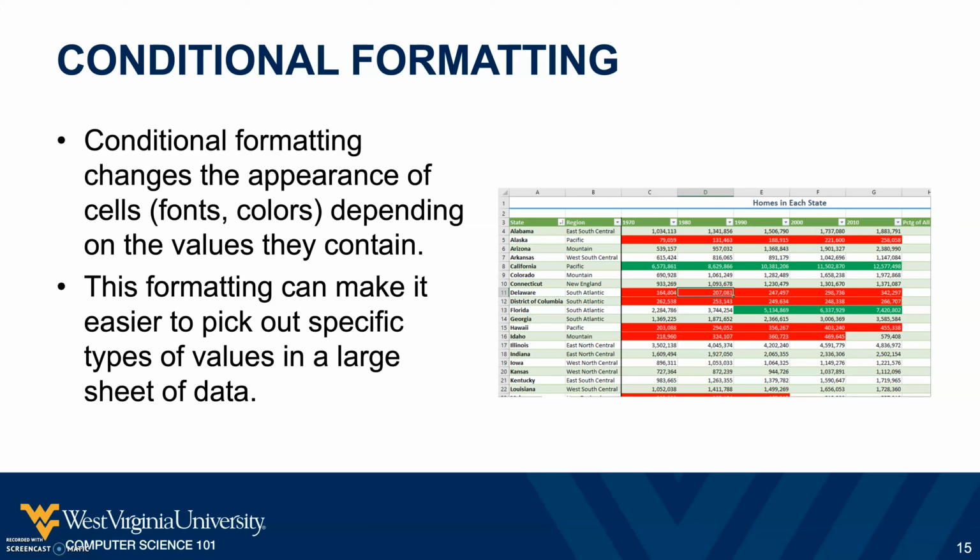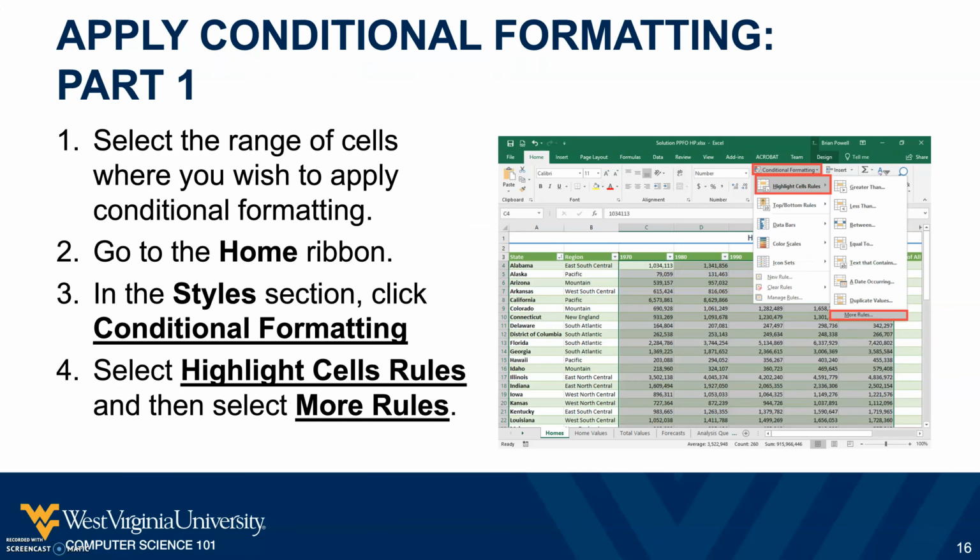All you need to do is highlight what you want, and it's going to change the appearance of the cells depending on the values they contain. The formatting can make it easier to pick up specific types of values in a large sheet of data, like whether a class is open or closed. Okay? The way you do that is just what we've got on the screen here.